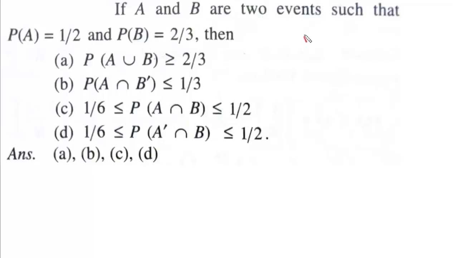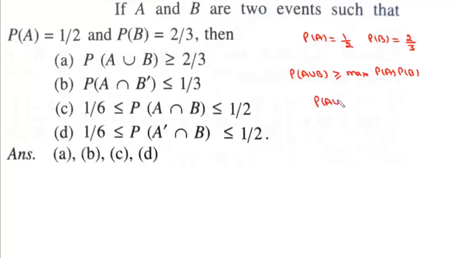Now the question is, probability of A is 1 by 2 and probability of B is 2 by 3. Now we know that P A union B is always greater than or equal to maximum of PA and PB. Now maximum of PA and PB is PB. That means probability of A union B must be greater than or equal to 2 by 3, and we know that any probability is always less than or equal to 1. That means option A is correct.